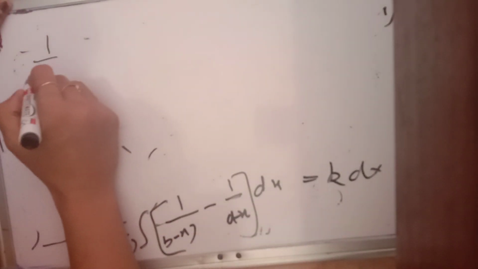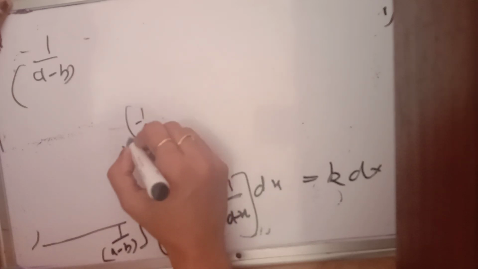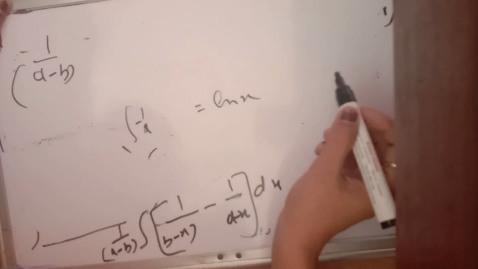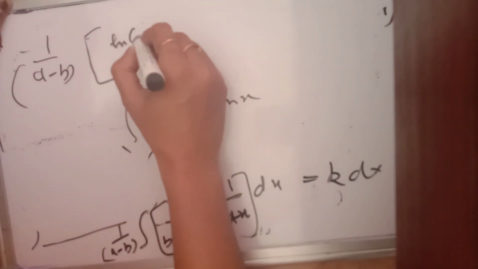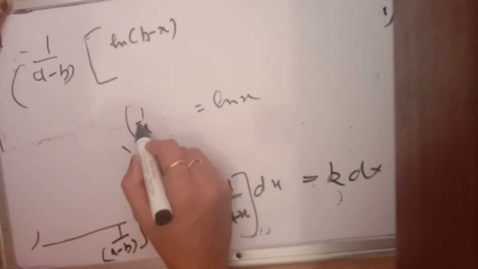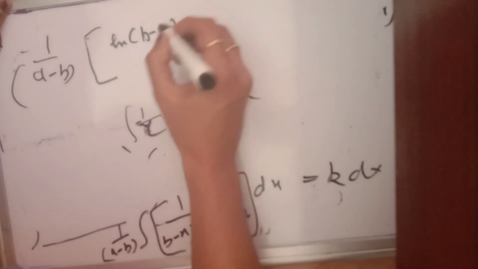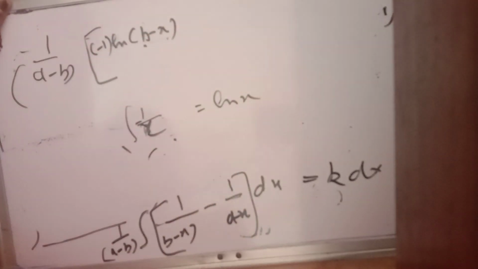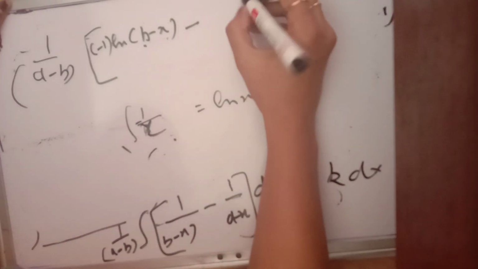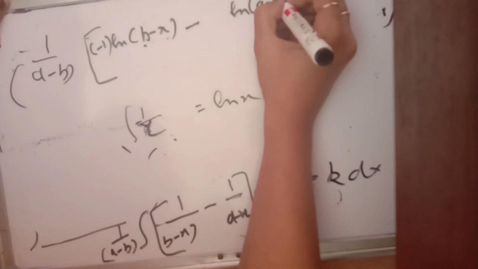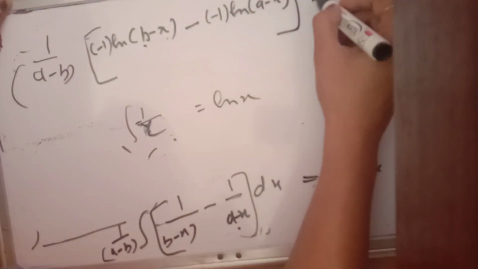Upon integrating, 1 upon X integration is log X. So 1 upon B minus X integration will be log B minus X. But since we are having B minus X instead of X, we have to take its derivative. Its derivative will be minus 1, so I'm writing here minus 1. Minus, again, A minus X integration will be log A minus X, and we have to take its derivative, so minus 1. It will be equal to kt plus c.